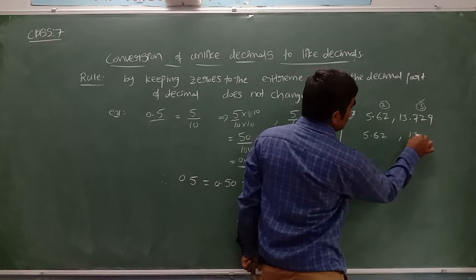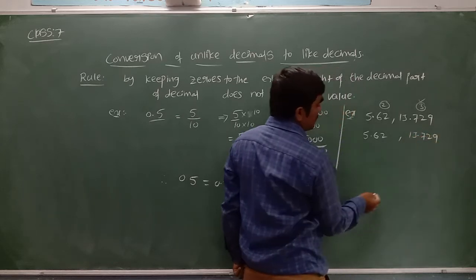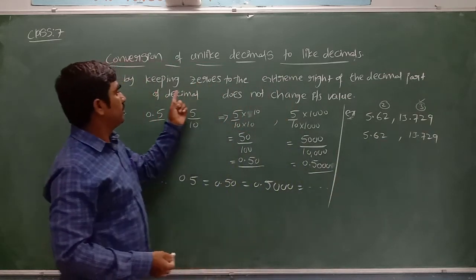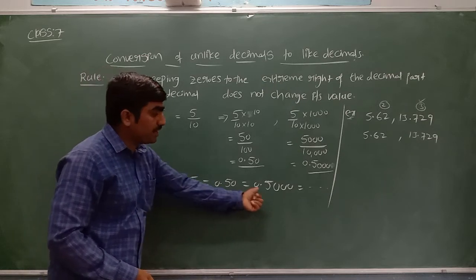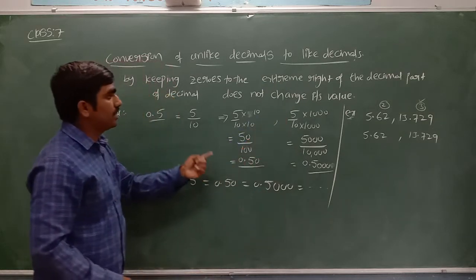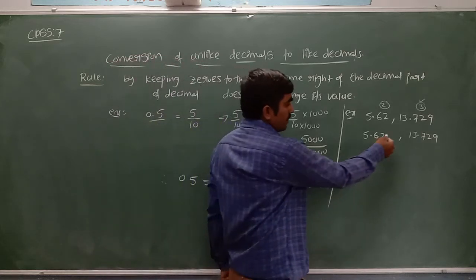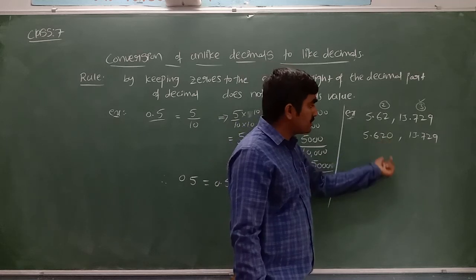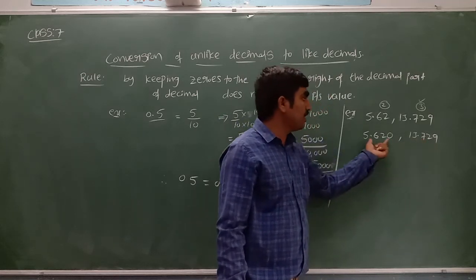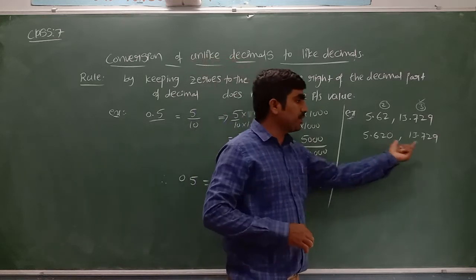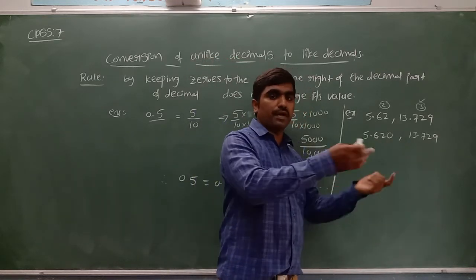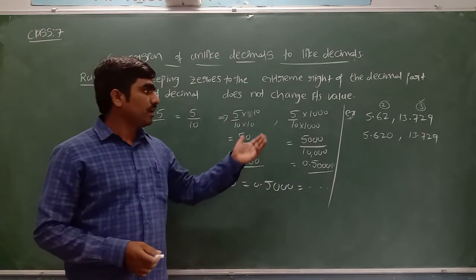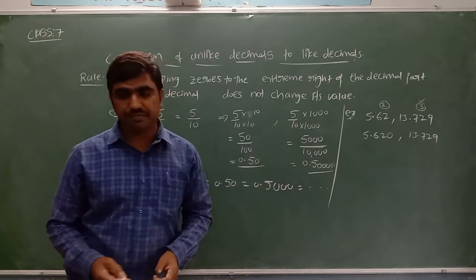5.62 needs a change, and 13.729 stays as it is, because it has three decimal places. Here I have only two decimal places. How can I make it three? By keeping zeros at the extreme right side of the decimal part, there is no change in its value. There is no change. Now after the point I can see three decimal places. Now both are like decimals. Once both are like decimals, we can do comparison and apply the operations, addition and subtraction. That is the way we can express unlike decimals as like decimals.